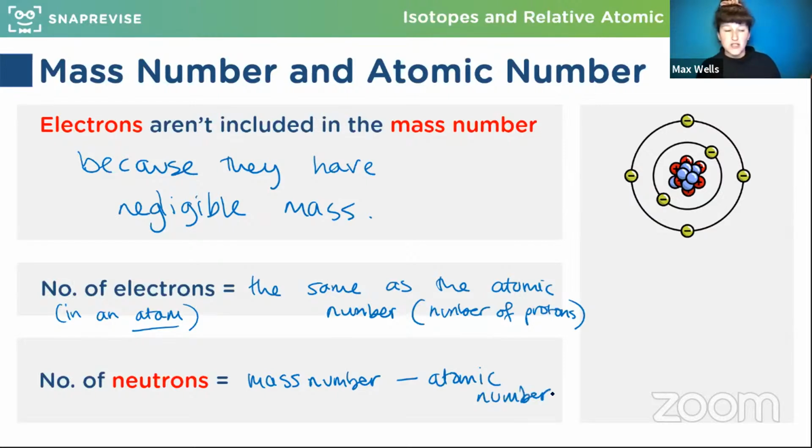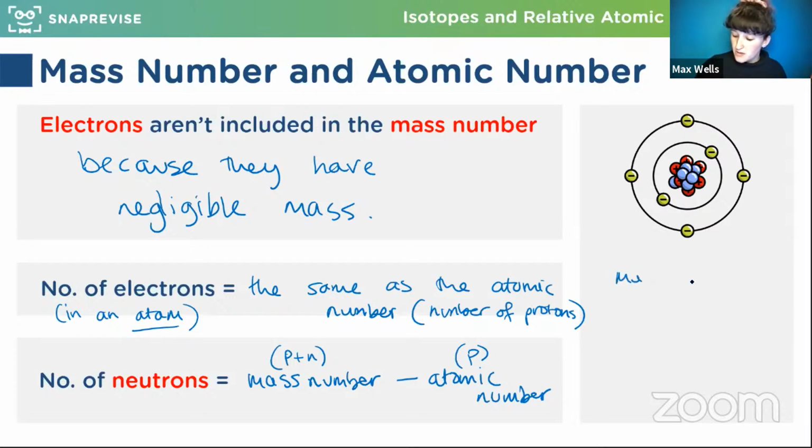that will give us the number of neutrons, because our mass number is our protons plus our neutrons, and our atomic number is just our protons. So protons plus neutrons minus the number of protons just leaves us with our neutrons. So that's how we work out our neutrons. Really good, those of you who got that, really nice.